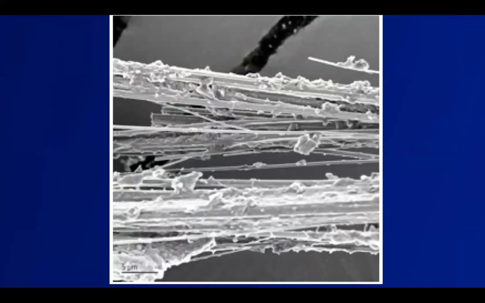So in order to understand why asbestos can cause mesothelioma, we have to look at asbestos fibers very closely. This is scanning electron microscope pictures, the views of the asbestos fibers.